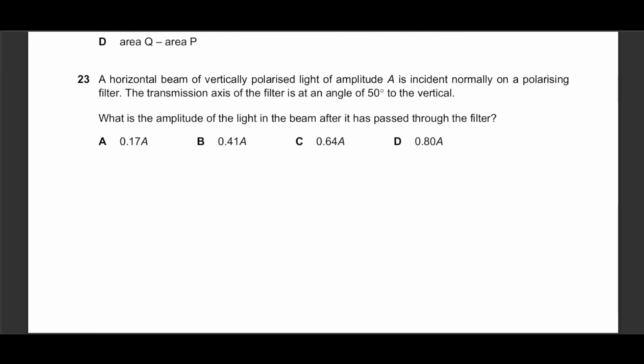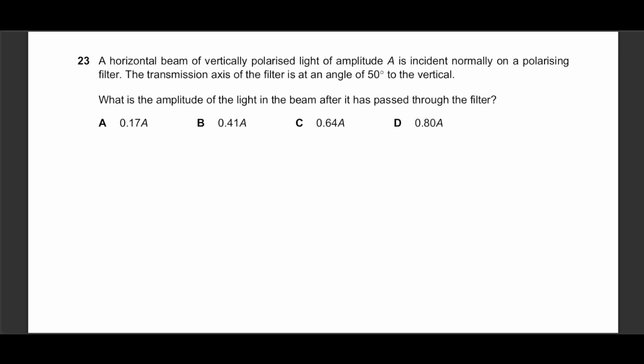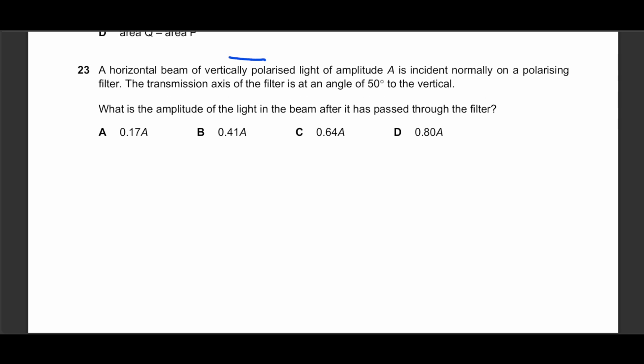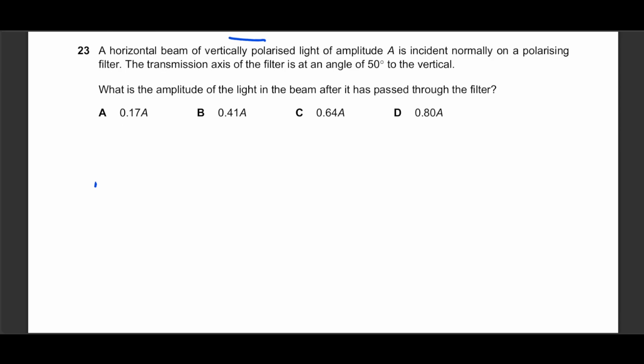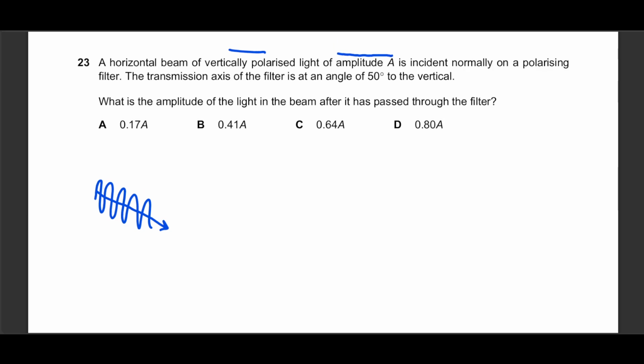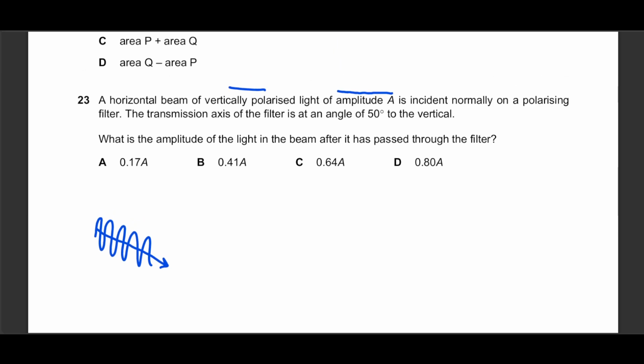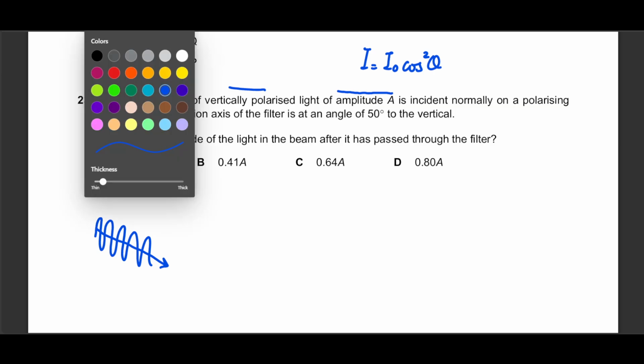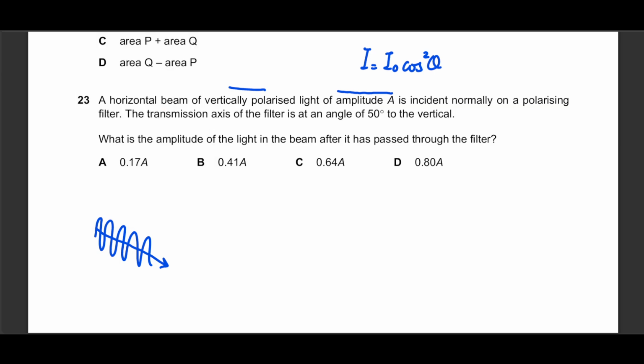Question number 23. This is again a confusing question. They generally do give diagrams for this question, but this time he hasn't done that. He says a horizontal beam vertically polarized, which means it is actually going to go like this. It is moving in this direction. It is vertically polarized with amplitude A. Always be careful about the word amplitude, because the equation that we have in our syllabus is actually with intensity. So I equals I naught cos square theta. This is Malus's law. This is what's in the course.